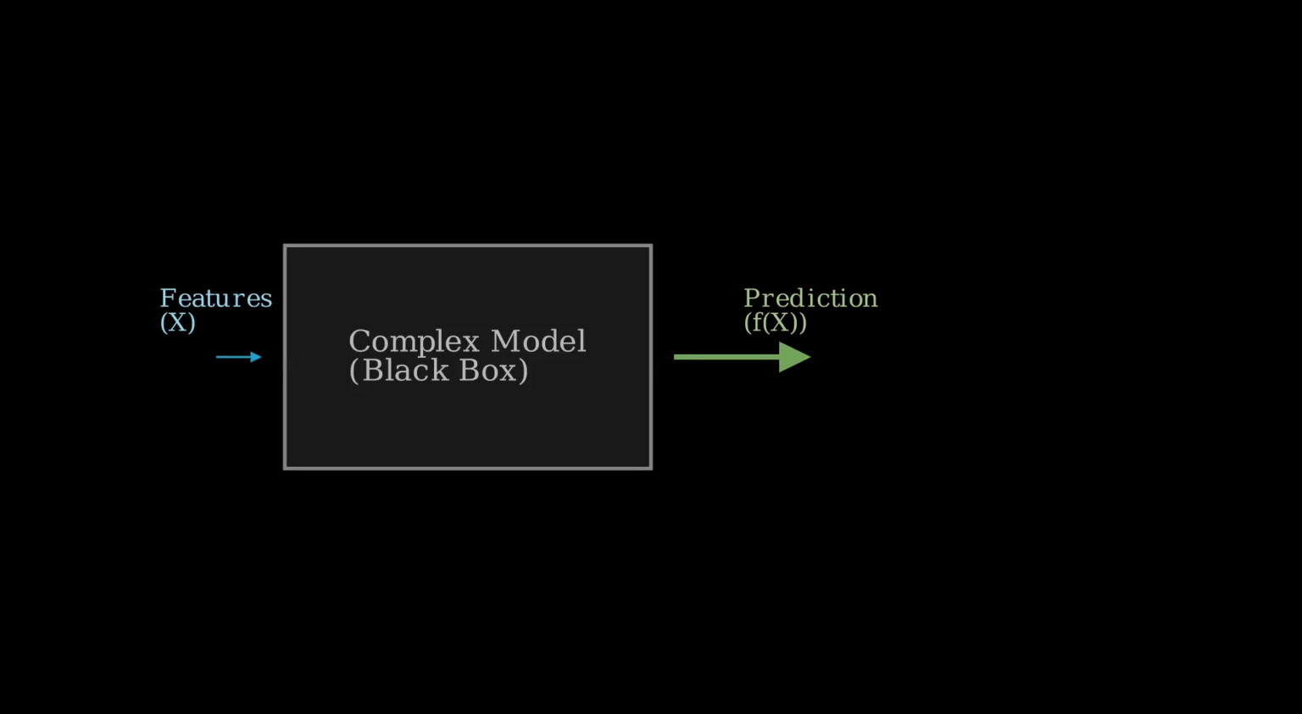Modern machine learning algorithms like XGBoost, random forests, or deep neural networks are incredibly powerful. However, they operate as black boxes. We feed in features, and we get a highly accurate prediction out, but we lose the ability to see exactly how individual variables drove that outcome. This lack of transparency introduces severe risks regarding bias, regulatory compliance, and simple human trust. This is the exact engineering problem that SHAP solves.